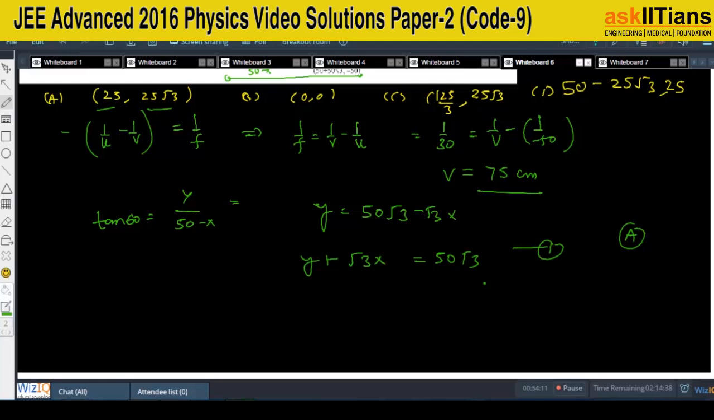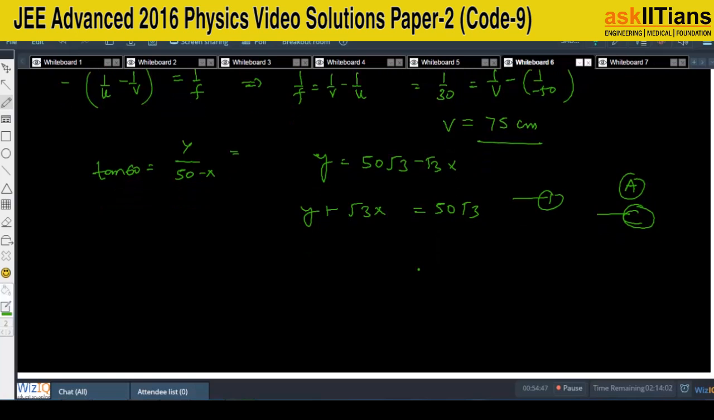Now we will put option C this time. Option C is given as 125 by 3 and 25 root 3. On placing these values, we got that options A and C satisfy this relation, but this is a single correct question, so only one option should be correct. So how will we decide which one to choose?